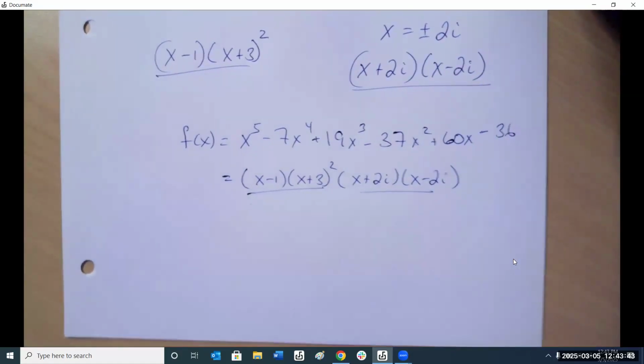So the first thing we did was figure out what's our degree, how many positives, how many negatives, then look at the rational zeros and start plugging in. And we're done.